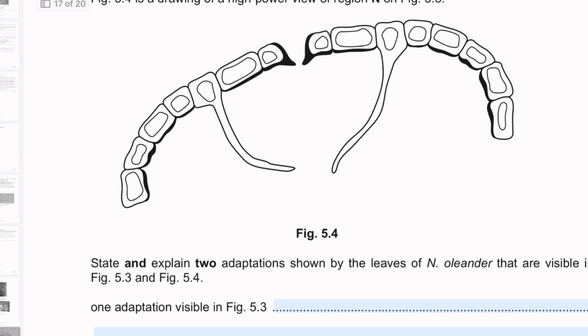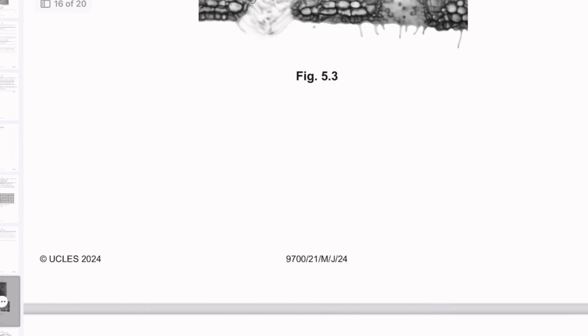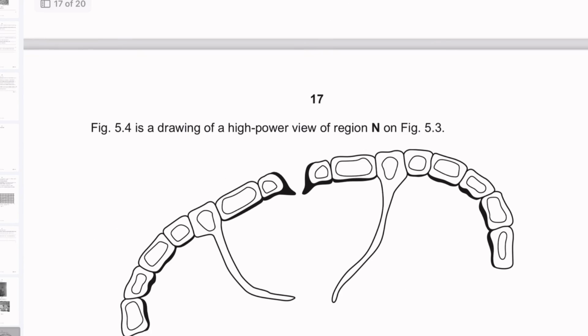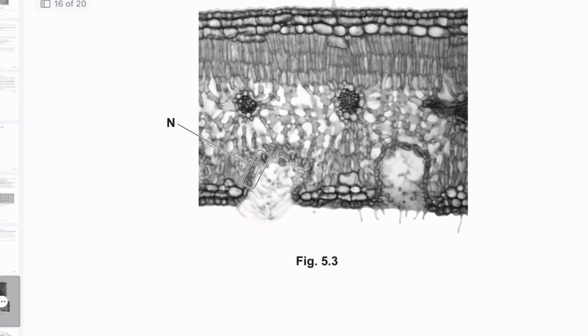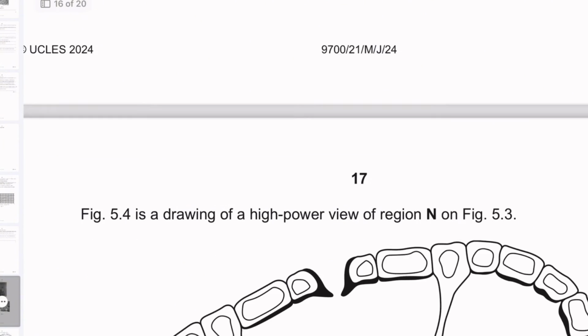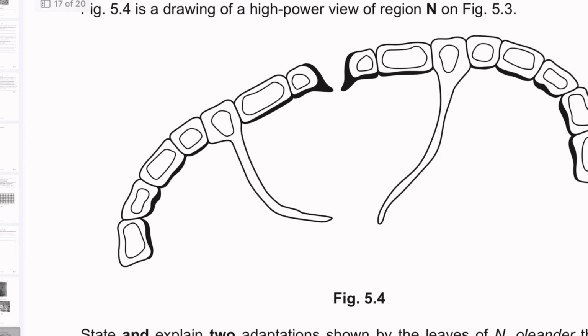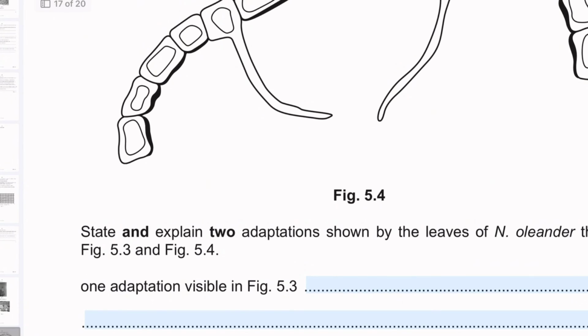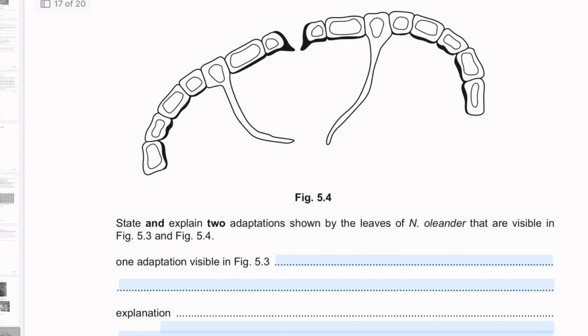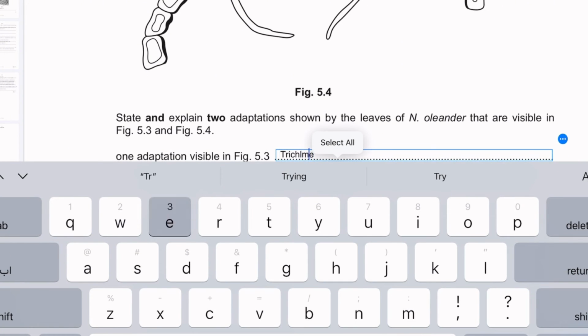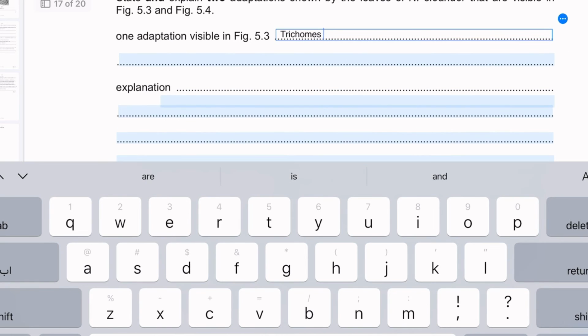Figure 5.4 is a drawing of a high power view of region N on figure 5.3. Okay, so we have figure 5.3. And then if we zoom in on region N, which is right here, you could see the trichomes, you could see the stomata, and you could see the lower epidermis. State and explain two adaptations shown by leaves of oleander that are visible in figures 5.3 and 5.4. So you could see obviously the trichomes, you could mention those. Okay, trichomes or hairs. You can mention an explanation for them.